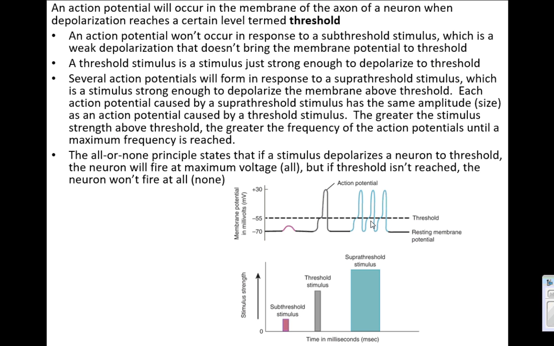We can describe an action potential with what we call the all or none principle. If a stimulus depolarizes a neuron to threshold, the neuron is going to fire at its maximum voltage. It doesn't matter if it's just barely hitting negative 55 because we're just at threshold, or if we are really strong with our stimulus, the end result is still the same. We top off at the same spot no matter what, about positive 30, 35, somewhere in that neighborhood. If we don't have enough strength to reach threshold, the neuron's not going to fire at all. So it's all or none.